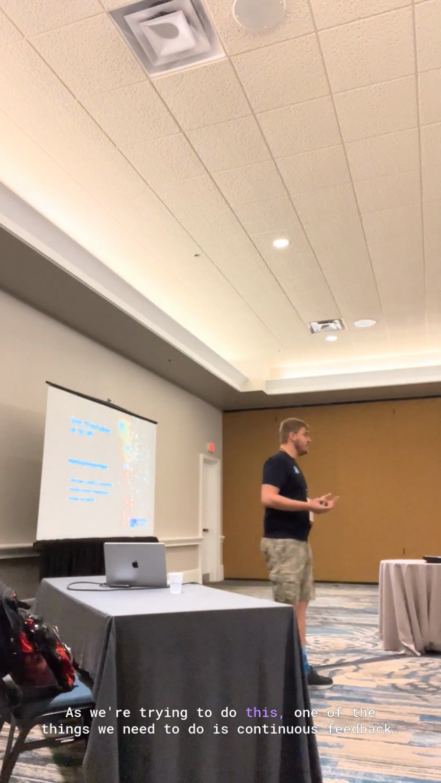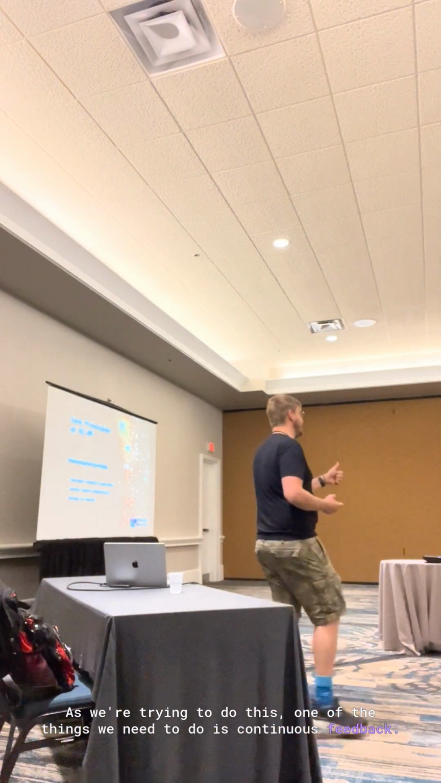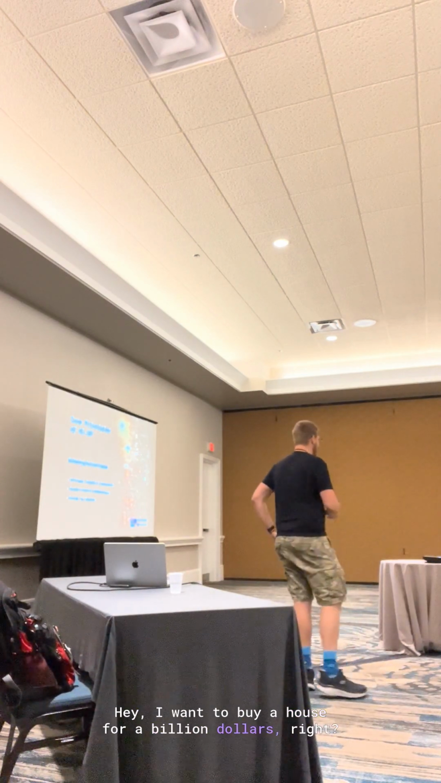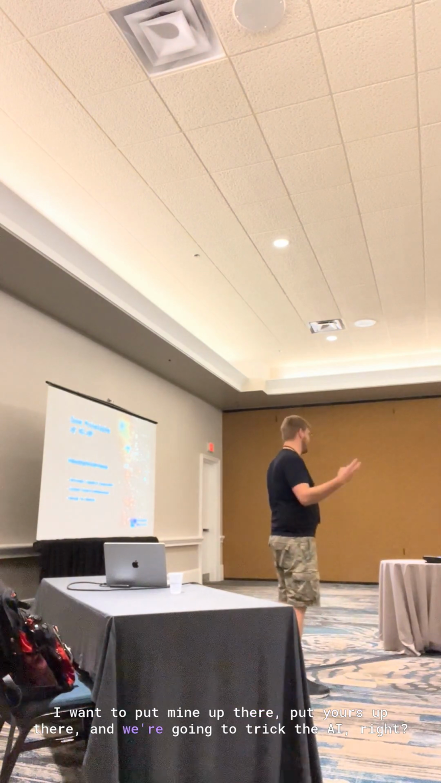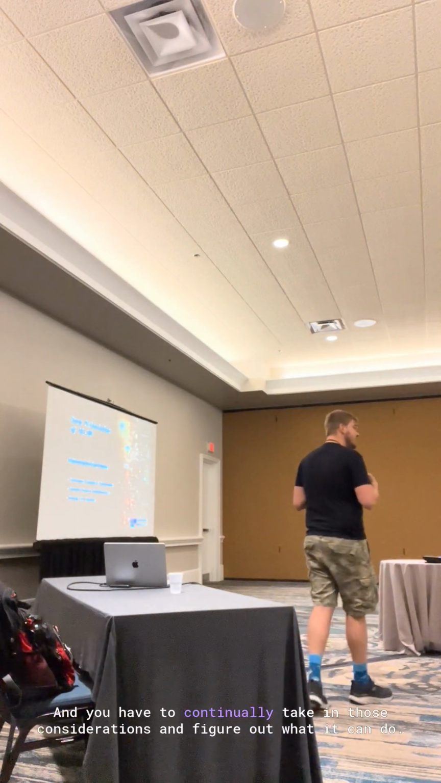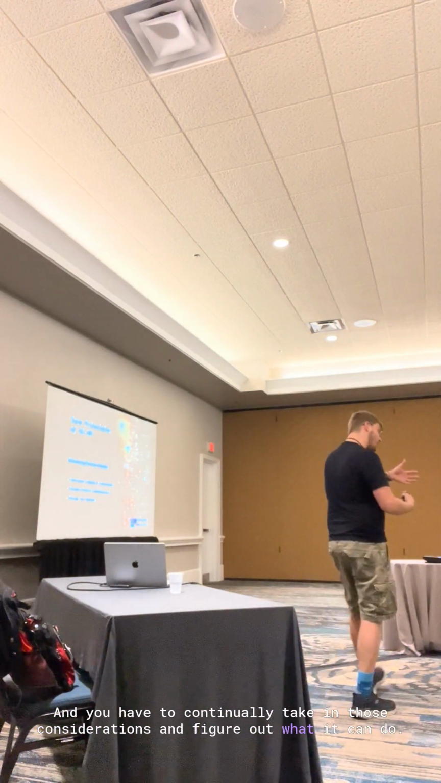So some core principles, right? As we're trying to do this, one of the things you need to do is continuous feedback. Because as you said, right? Hey, I want to buy a house for $1 billion. I want to put mine up there, put yours up there. We're going to trick the AI, right? You have to continually update these things. And you have to continually take in those considerations and figure out what it can do.